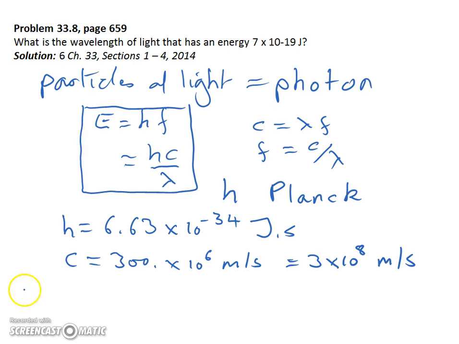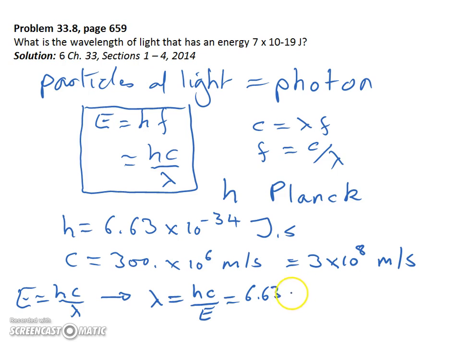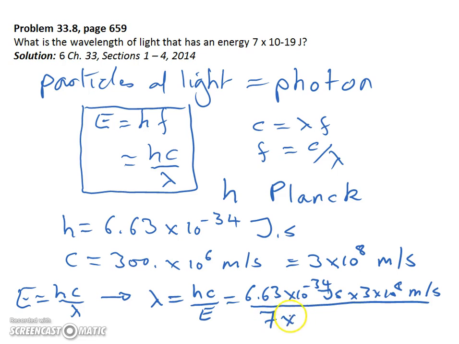We have E equals hc over lambda. H and c are known. The energy is known, so we want lambda. So therefore, cross-multiplying, we get that the wavelength is equal to hc divided by the energy. And that calculation will be 6.63 times 10 to the minus 34 joule seconds times 3 times 10 to the 8 meters per second divided by the energy, and the energy is 7 times 10 to the minus 19 joules.